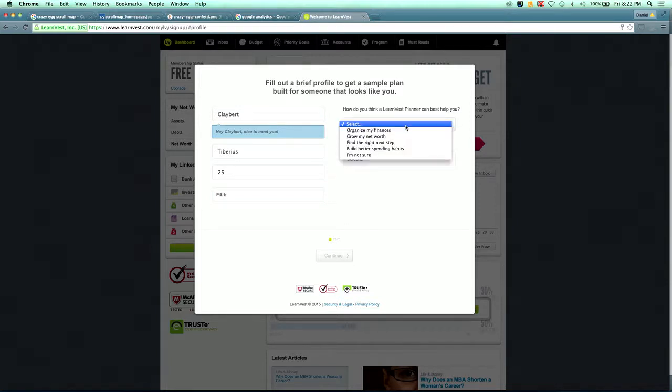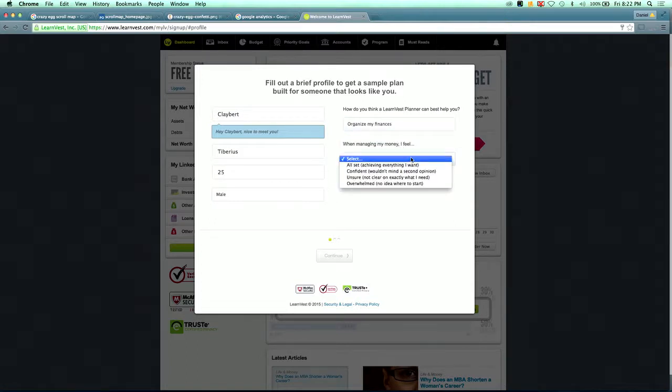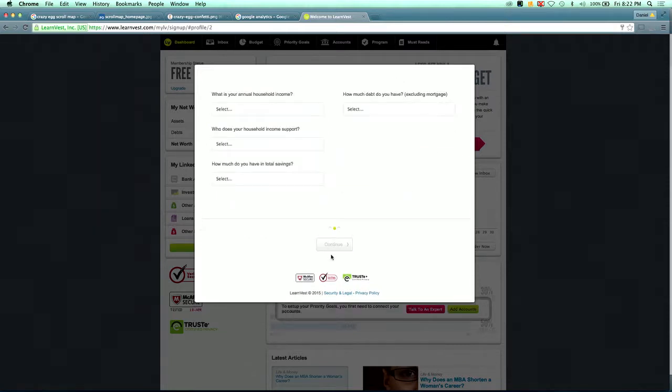How do you think a LearnVest planner can best help you? Organize my finances. Put that in there. And then when managing my money, I feel overwhelmed, no idea where to start. Okay, so you put it in here. Now, this is the path. As you go through the path, they're wanting you to follow the path. And at some point, I'm like, I'm tired of it. I'm tired of being tired.